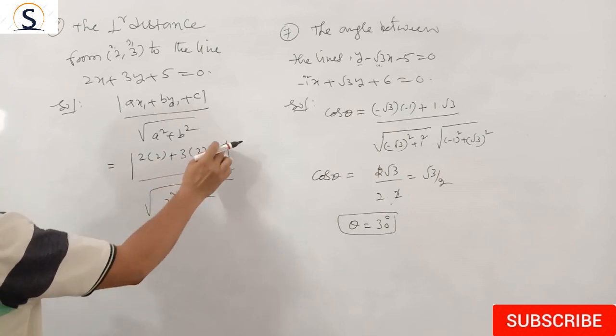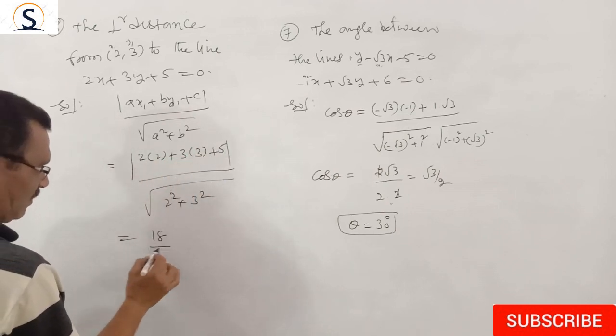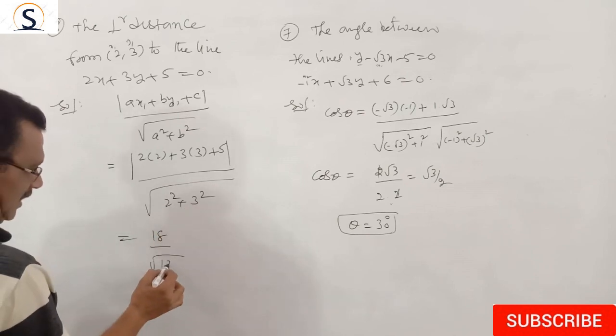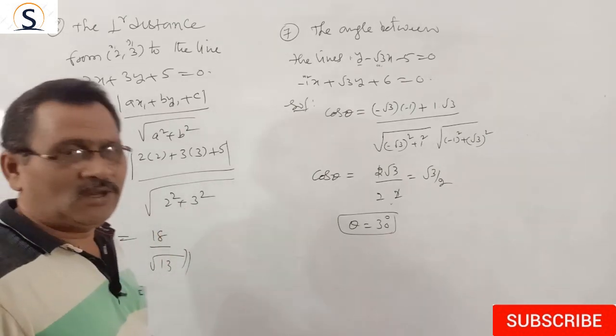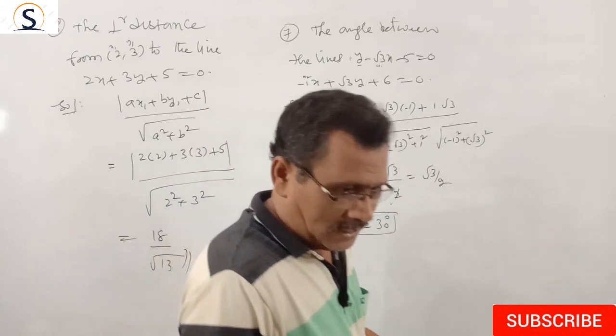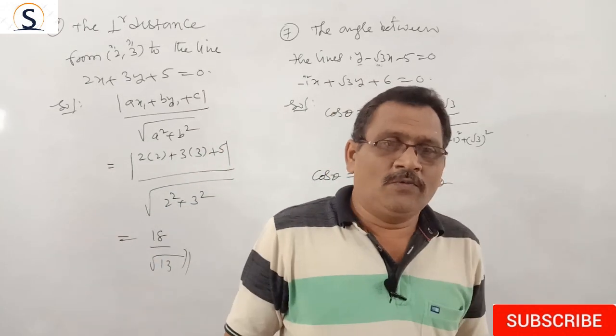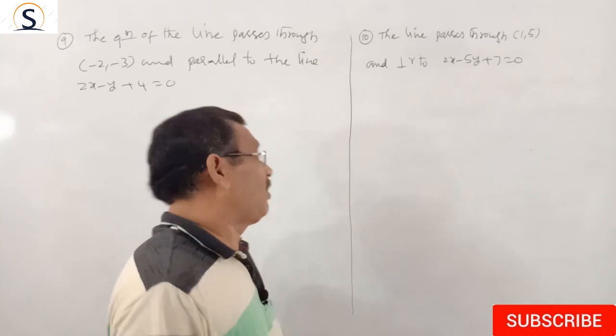4, 9, 13, 5, 18. 18 by under root of 4 plus 9, 13. This is the perpendicular distance from the point to line. Okay. Now the next problem.